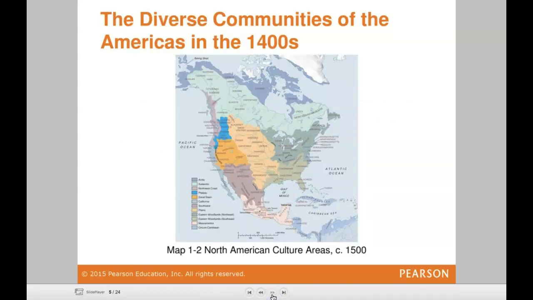The diverse communities of the Americas in the 1400s is eclectic and unique. Please understand that these communities at times worked with each other and against each other.